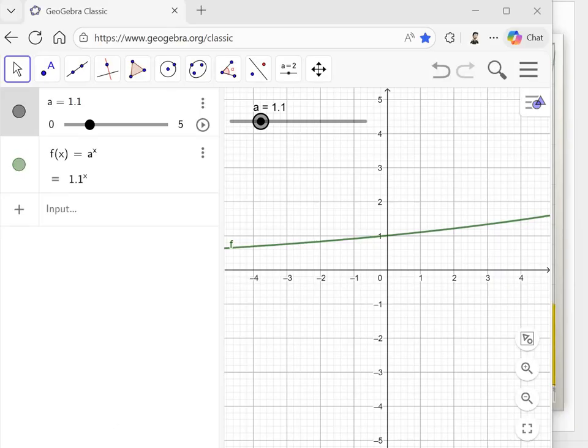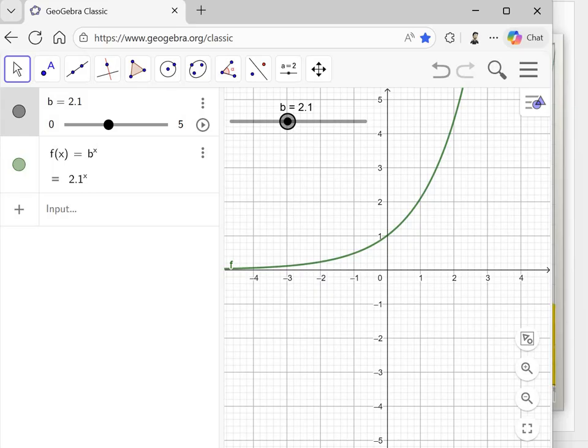Now look at the GeoGebra here. I made a graph of a to the power x, where a is the base here, and I made a slider for a, and the slider value is going to change. Now the slider value for the base is 1.1. So if I change that base, the base value is going to change from 1.1 to 2.1.